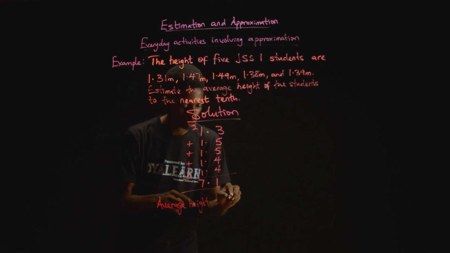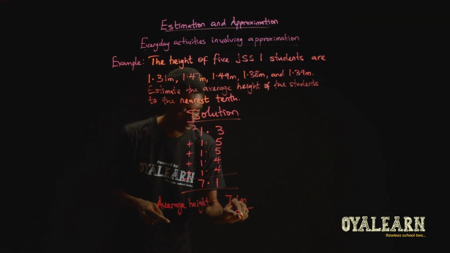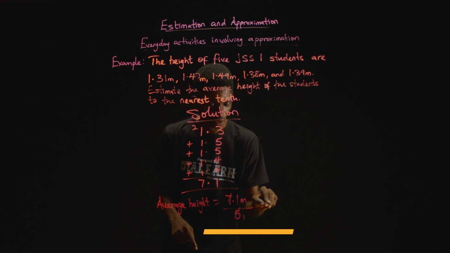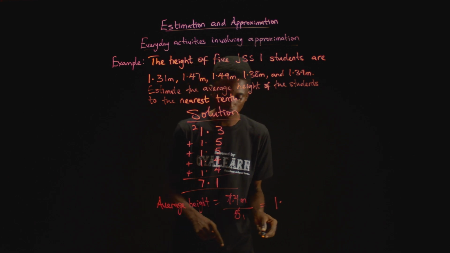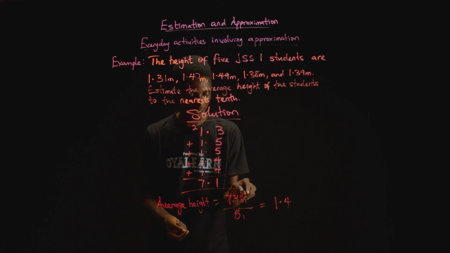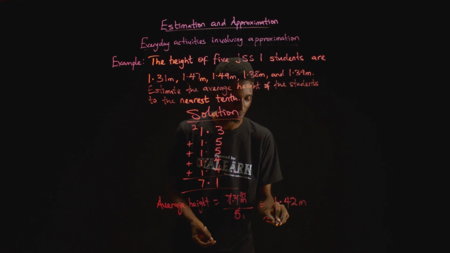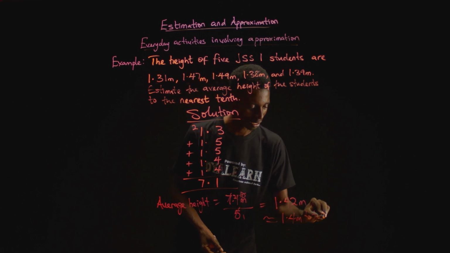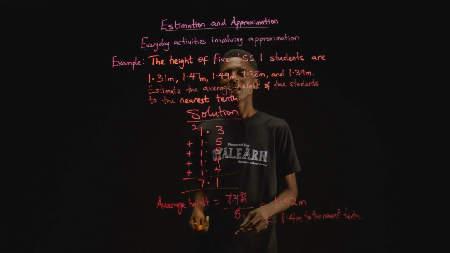Now this is the sum, which is 7.1 meters, divided by the number of students, which is 5. Now let's divide. 5 into 7 is 1, with a remainder of 2. So we put our decimal point. And then 5 into 21, we have 4, with a remainder of 1. And then when we add a 0 here, 5 into 10, we have 2. So 1.42 meters, which is approximately 1.4 meters to the nearest tenth. And that's the solution to this problem.